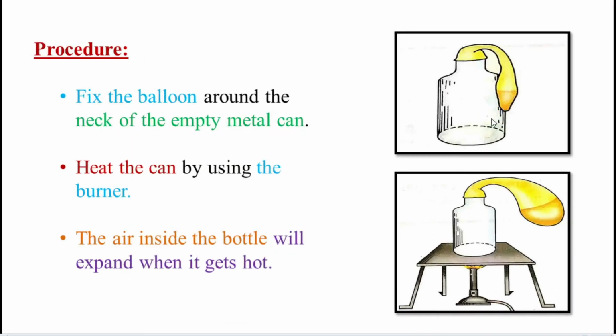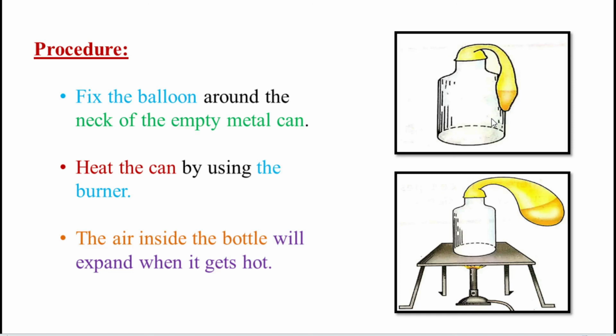You can see the procedure of this activity. First, I am going to fix the balloon around the neck of the empty metal can. You can see the picture. Like that, I am going to fix the balloon. Second, I am going to heat the can using the burner. So what will happen when we heat the can with the burner?